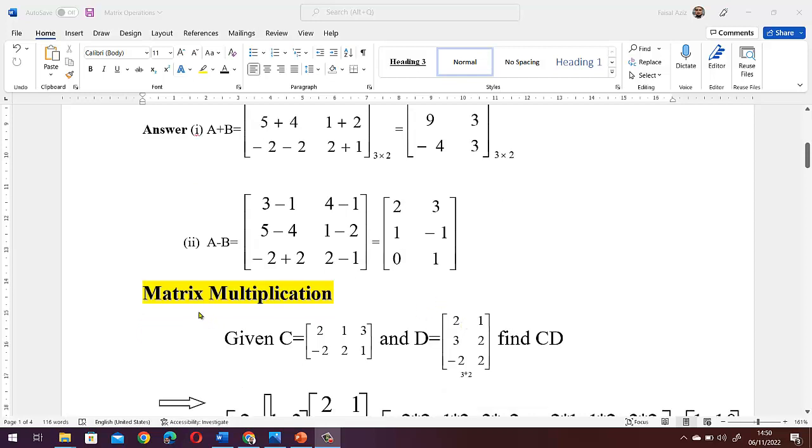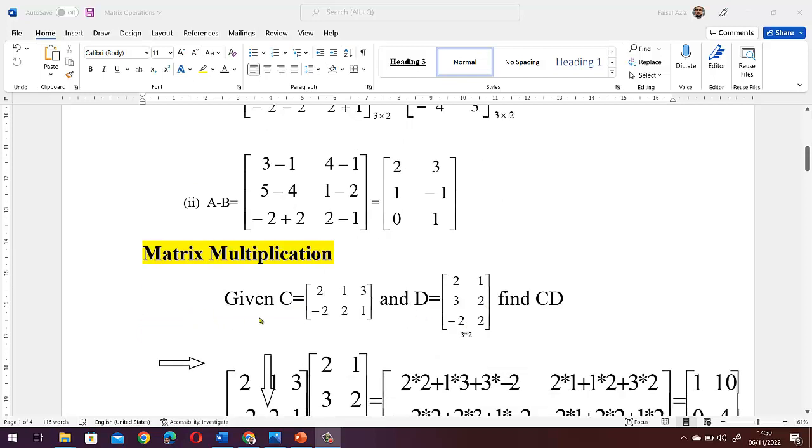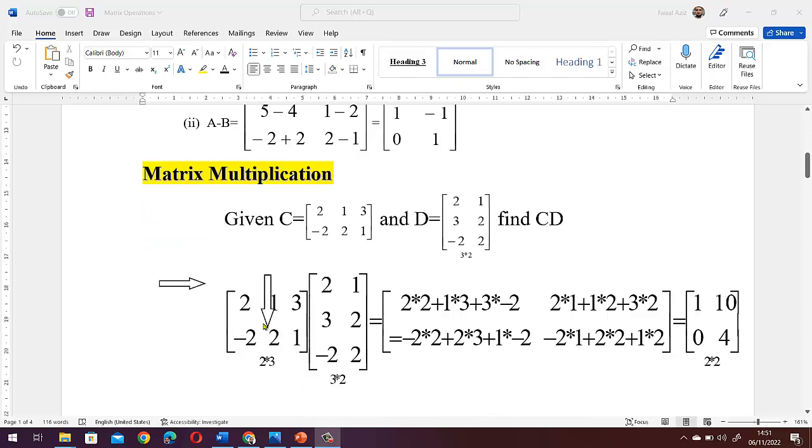Now when it comes to matrix multiplication, we can multiply two matrices, but we need to make sure that the number of columns of one matrix, or let's take it this way, the number of rows of one matrix, should be equal to the number of columns of the other matrix.